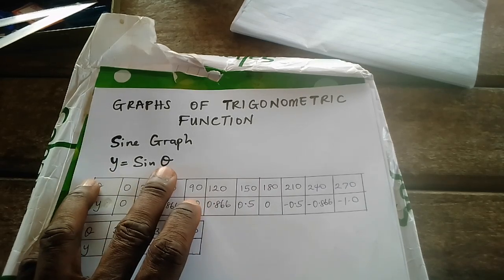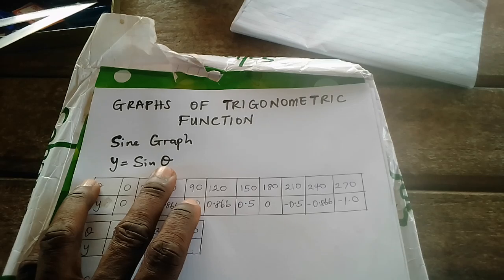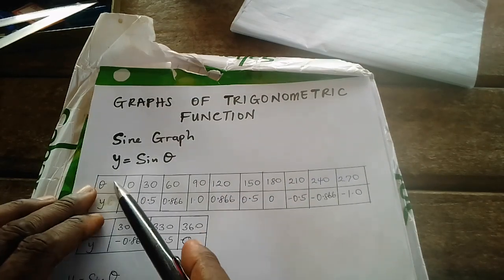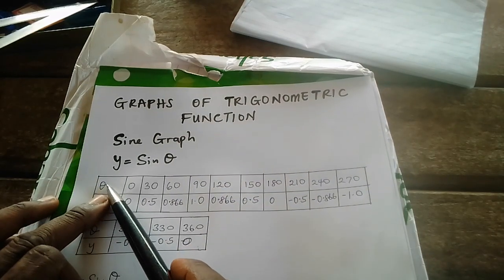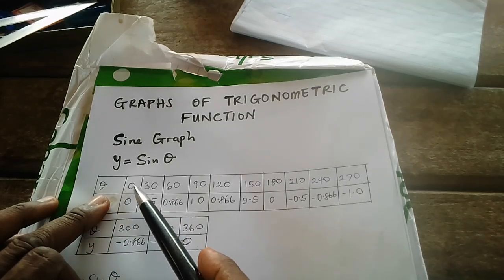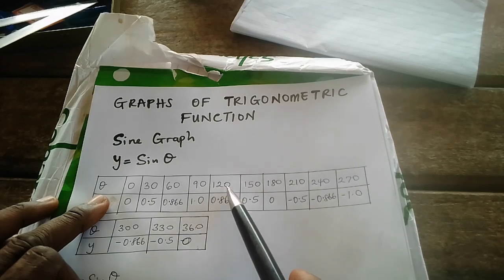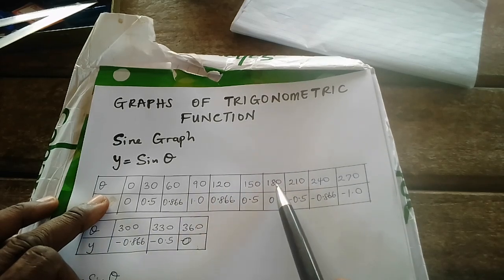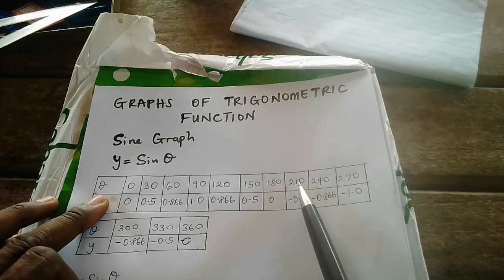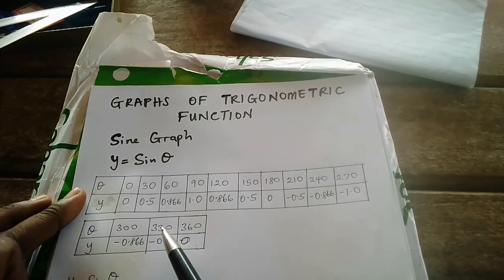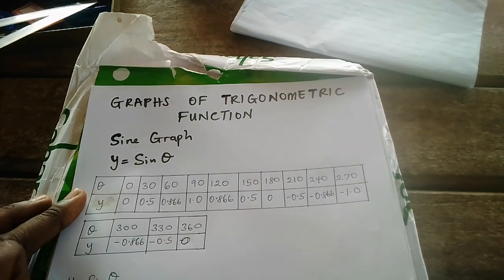Theta represents the angles between 0 and 360. I'm going to be giving it an interval of 30 degrees. So from 0, 30, 60, 90, 120, 150, 180, 210, 240, 270, 300, 330, 360.